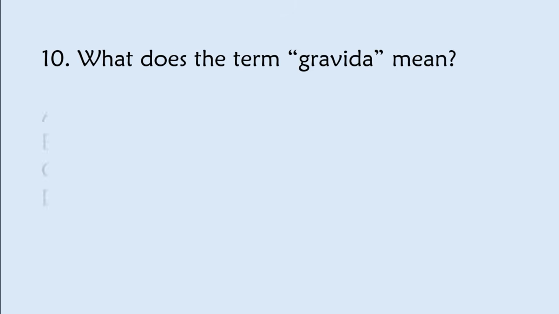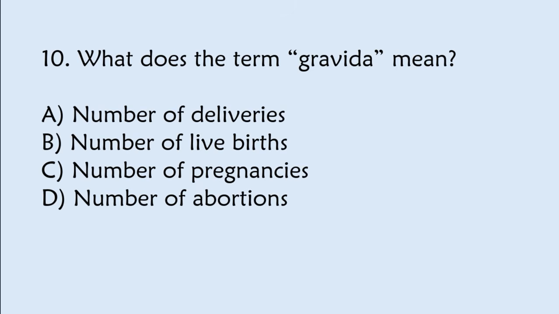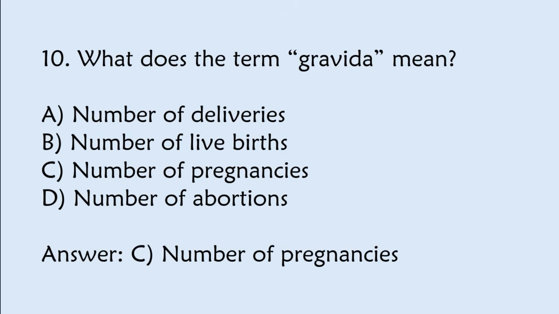What does the term gravida mean? Number of deliveries, number of live births, number of pregnancies, number of abortions. Correct answer is option C, number of pregnancies.